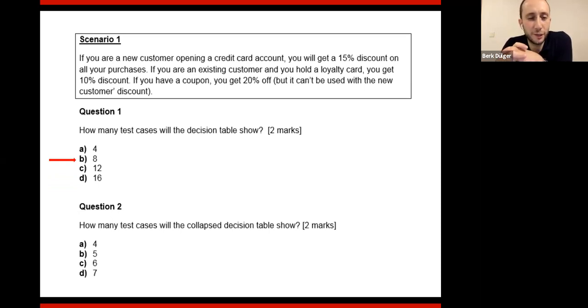Okay, cool, thank you. What about the second question? It's about collapsing the decision table. Do you remember what I said there? What I told you? It is enough for a collapsed table to run only one test case for each action, for each possible output. So, have an answer?